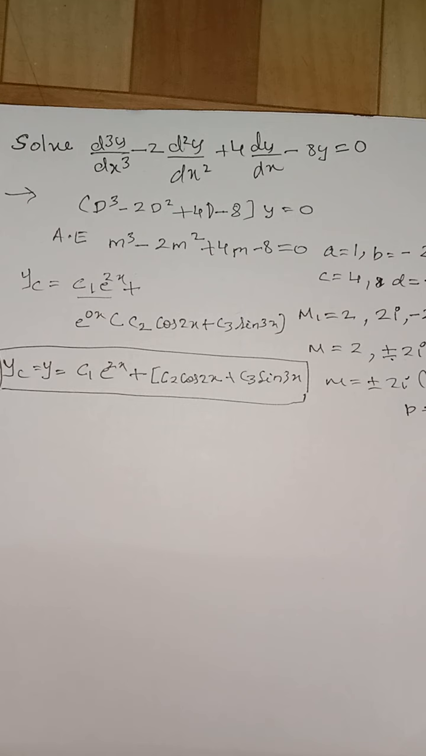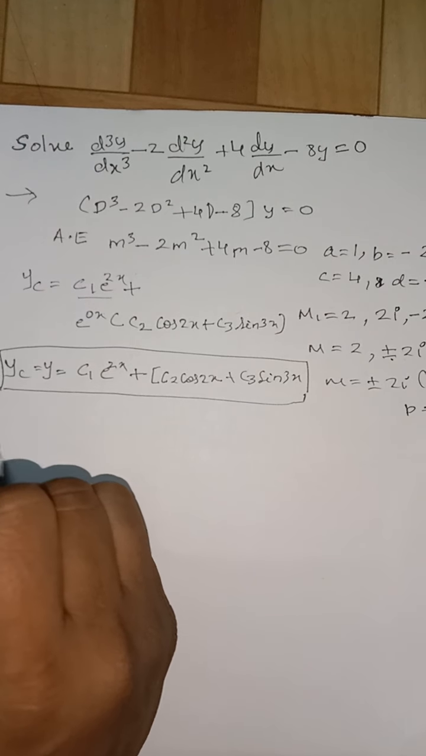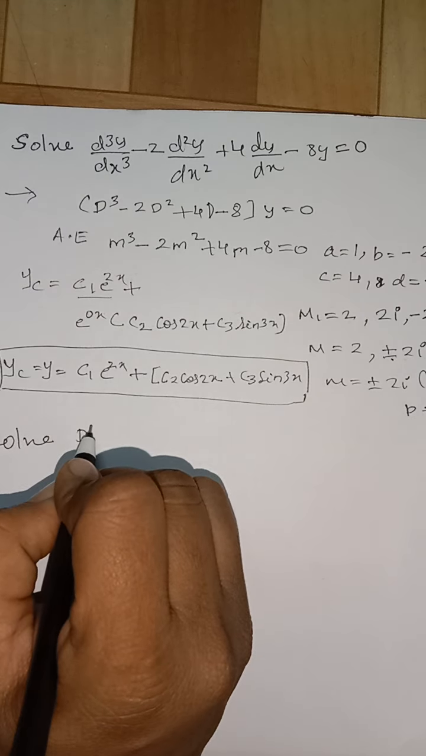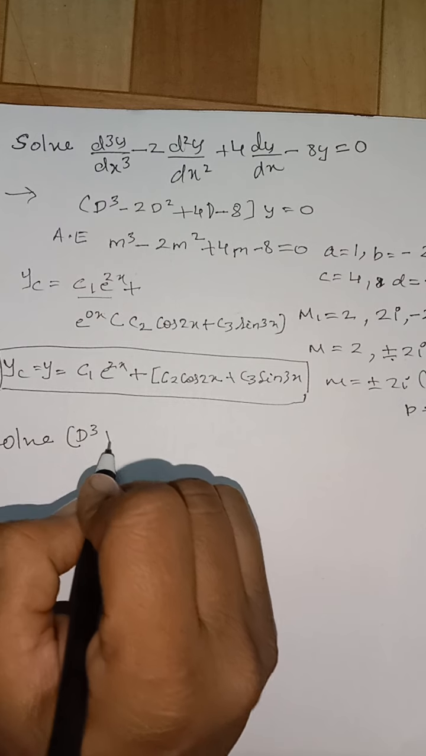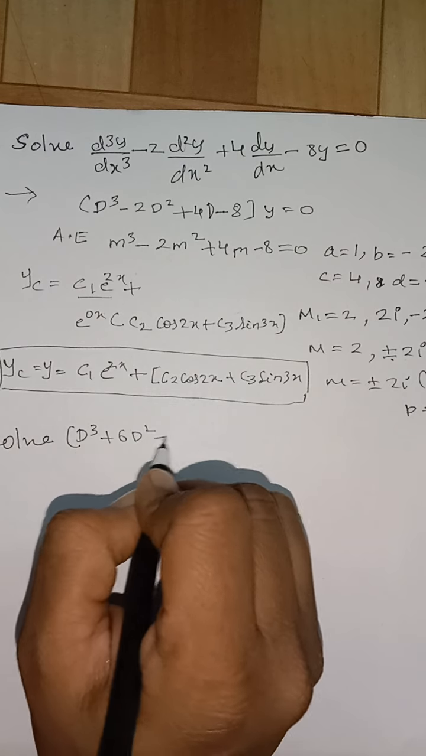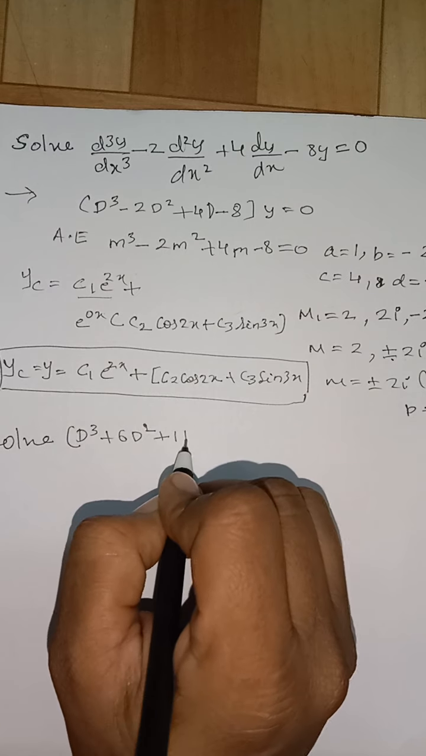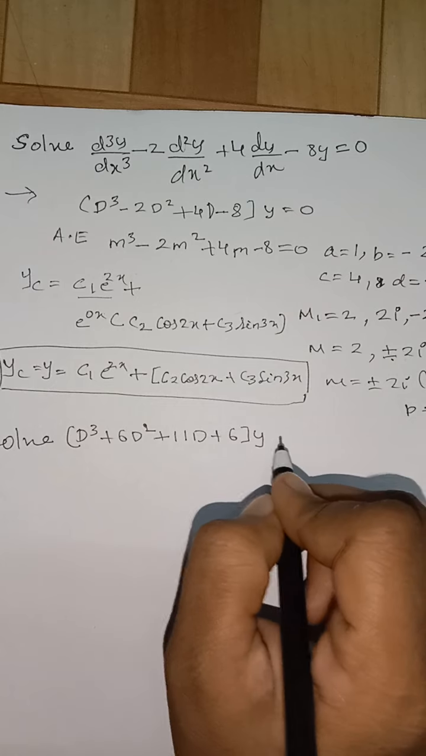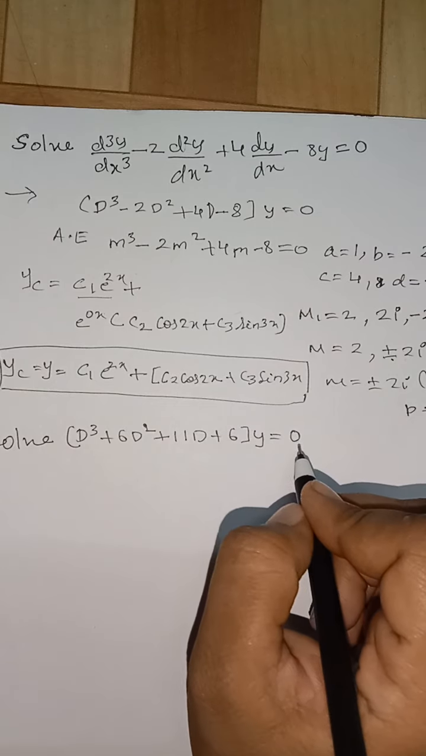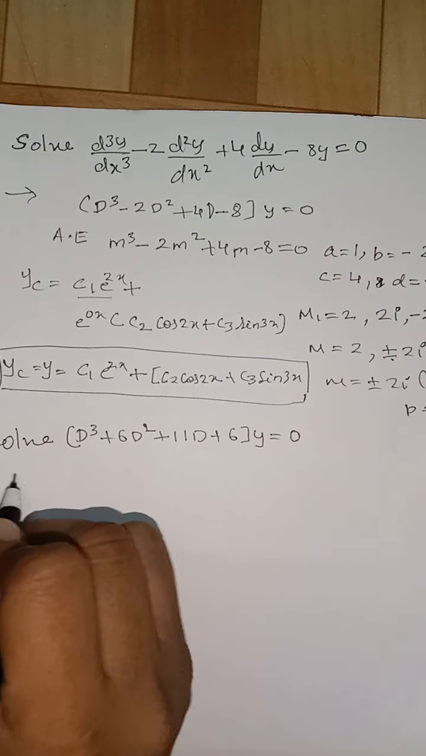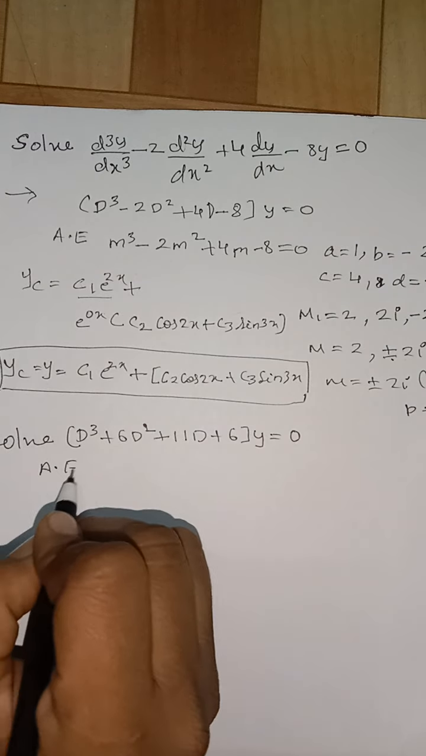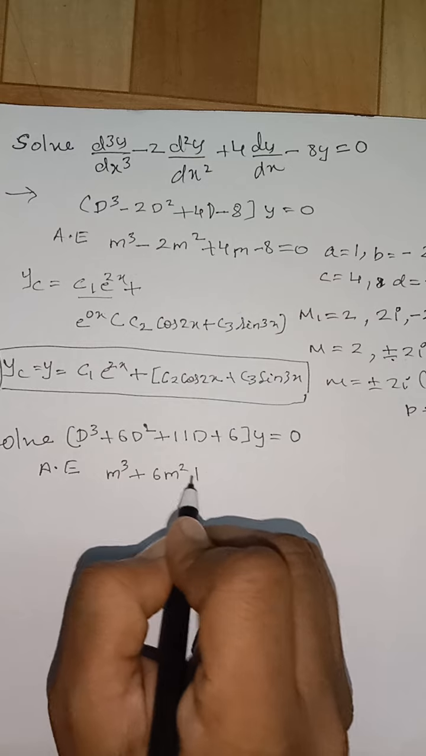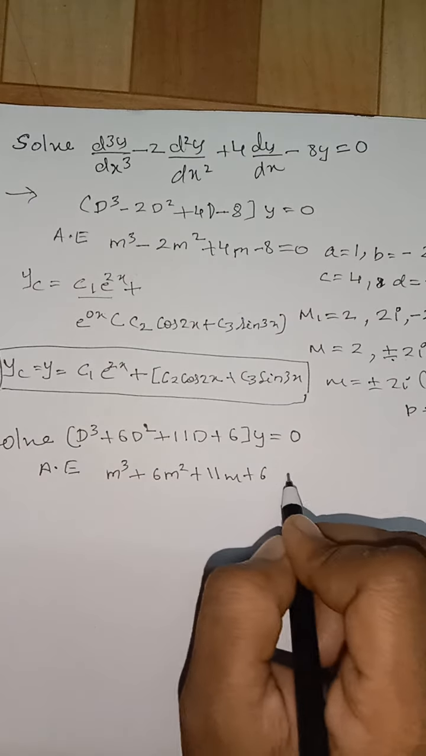Okay, now let us solve another example. The question is, solve d cube plus 6 d square plus 11 d plus 6 into y equals to 0. Okay, so this is also a homogeneous equation. So let me write the auxiliary equation. Auxiliary equation is given by m cube plus 6 m square plus 11m plus 6 is equals to 0.